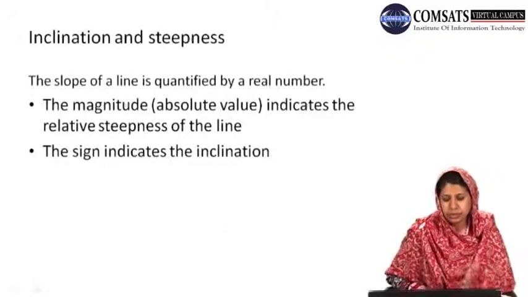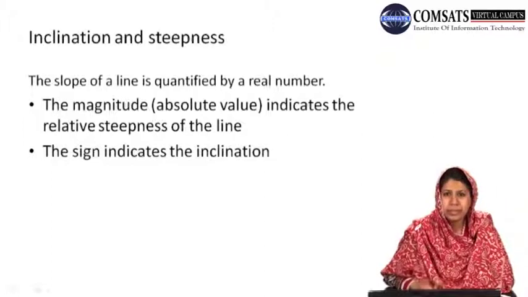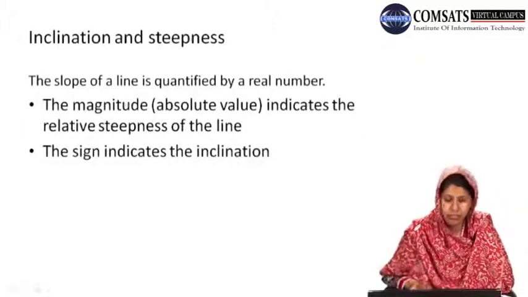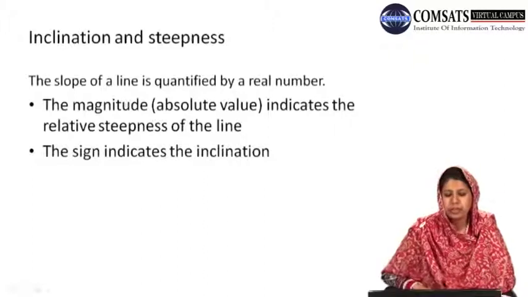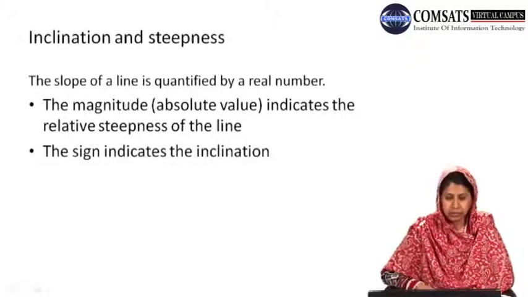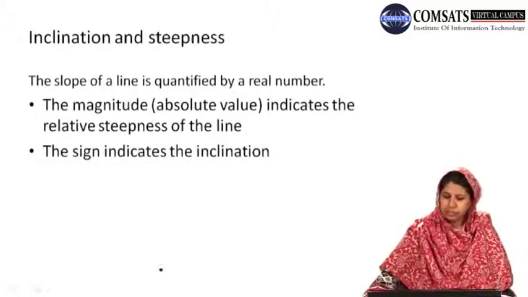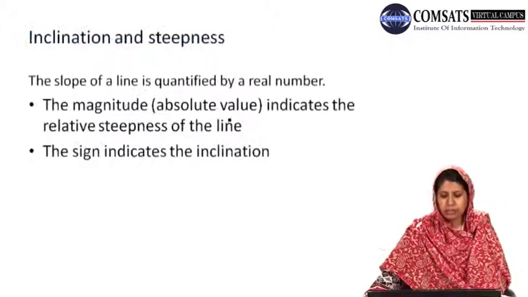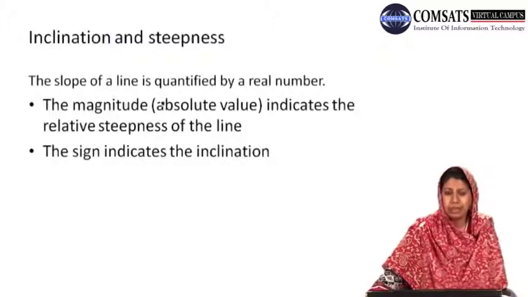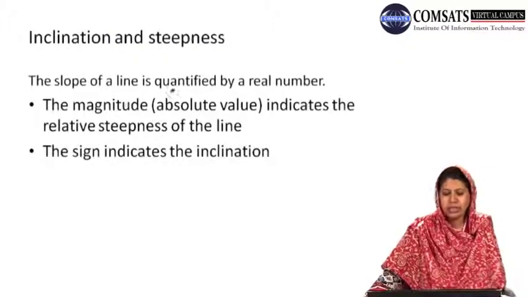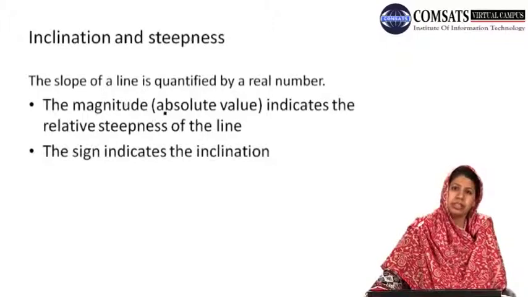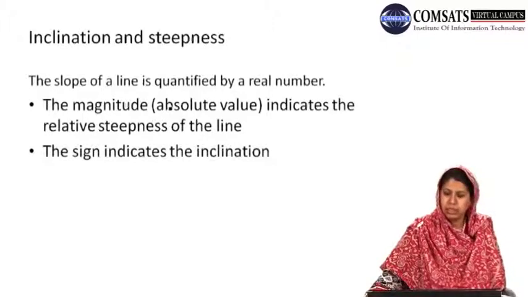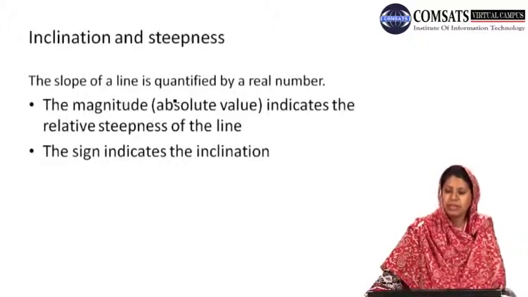Now, as we have seen in our definition, slope basically represents the steepness and inclination of a line. The slope of a line is quantified by a real number, and the magnitude or the absolute value, because we have seen a case in which the slope of a line may be negative, but it is a real number, indicates the relative steepness of the line, that is how steep the line is. If the slope is negative, we take the absolute value and we see the steepness of the line.